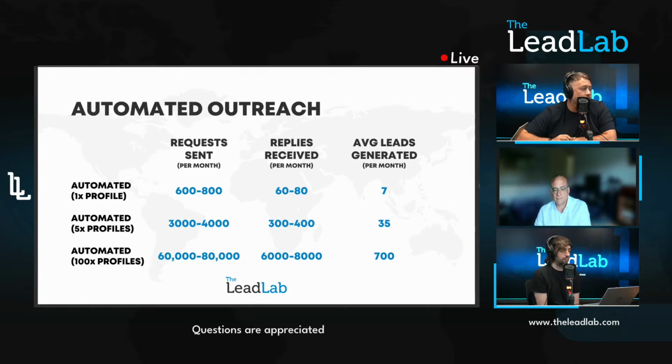And just to emphasize that, one profile, if you can remember the other, was like 1 to 5 connection requests. One profile here is doing 600 to 800 requests. If you turn it up to 5 profiles, 3,000 to 4,000 connection requests. And then we have clients with over 100 profiles generating 60 to 80,000 requests. And as you can see, the amount of leads that gets generated off the back of that is quite ginormous.